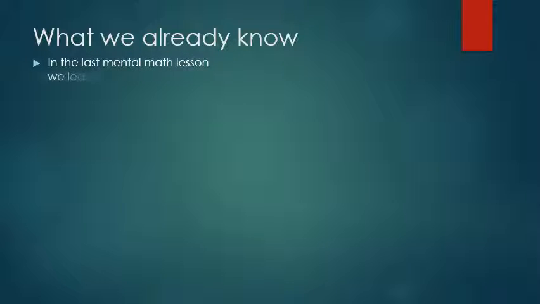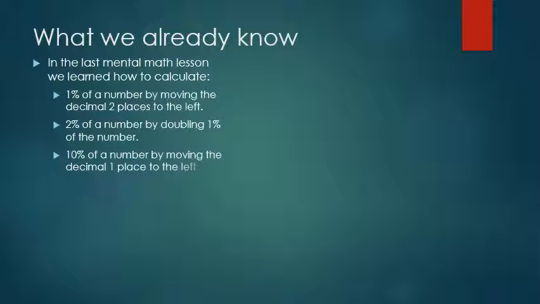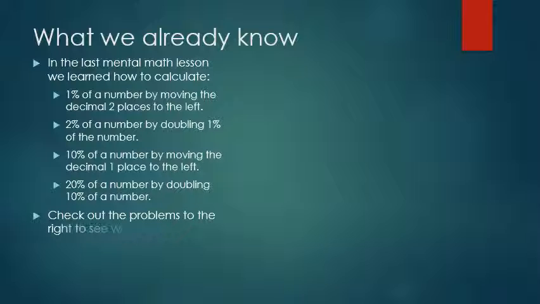In the last Mental Math lesson, we learned how to calculate 1% of a number by moving the decimal 2 places to the left, 2% of a number by doubling 1%, 10% of a number by moving the decimal 1 place to the left, and 20% of a number by doubling 10%. So we're going to check out some problems and see what we remember.